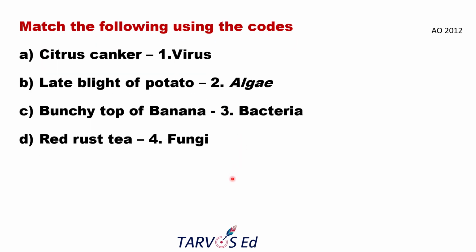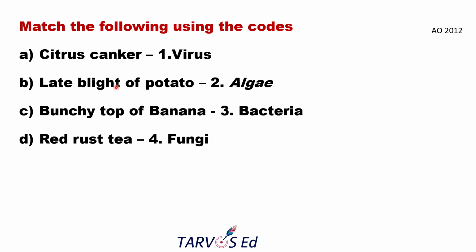Next, match the following using the codes. You must know the disease and its causal organism, at least which type of pathogen it is. Only when you know the disease and its pathogen can you match them. So, citrus canker is due to a bacterium called Xanthomonas citri.